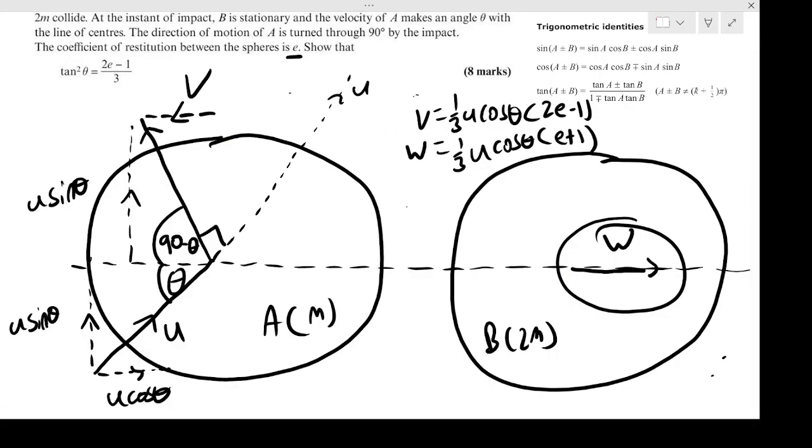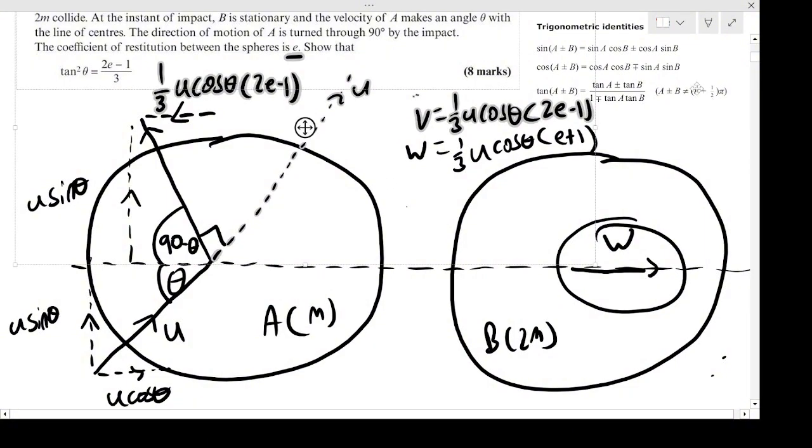So I've found v and w, and v here I could replace with a third u cos theta of 2e minus 1. If we look back at the question, 2e minus 1 over 3, our answer does involve that, a third of 2e minus 1. So I might be very nearly there. I'm on the right tracks. That's just a little tip there. So I think I'm in the right position.